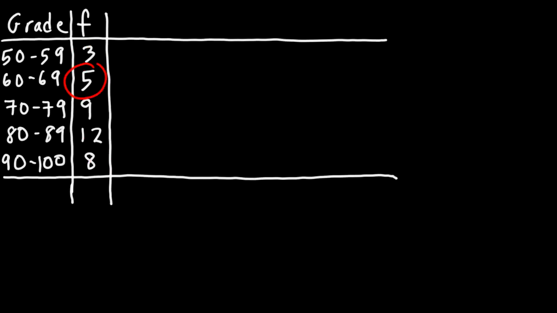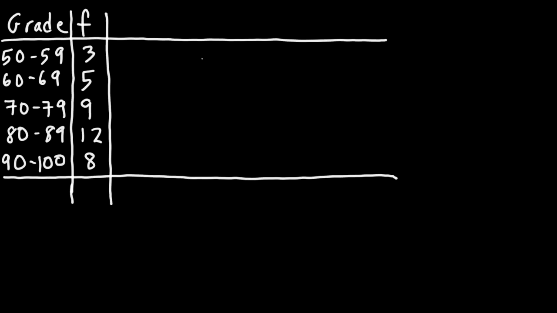So this means that 5 students had a score between 60 and 69, and 12 students had a score between 80 and 89. So with this information, where we're given the class ranges and the frequencies, how can we calculate the standard deviation of the scores that the students had, let's say, on an exam? How can we calculate the standard deviation given this information?